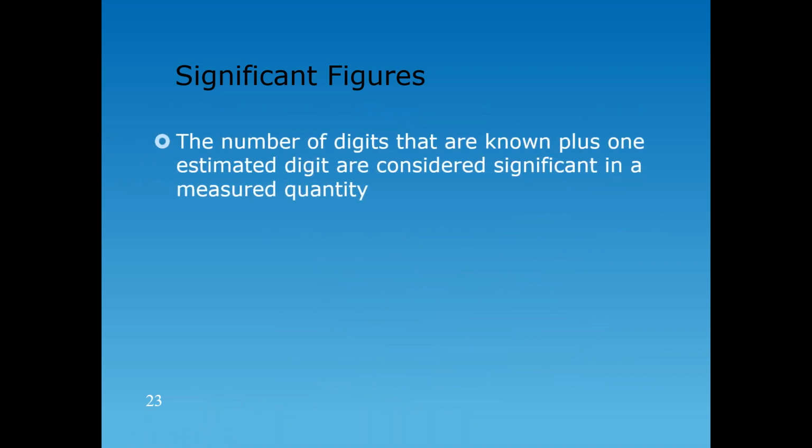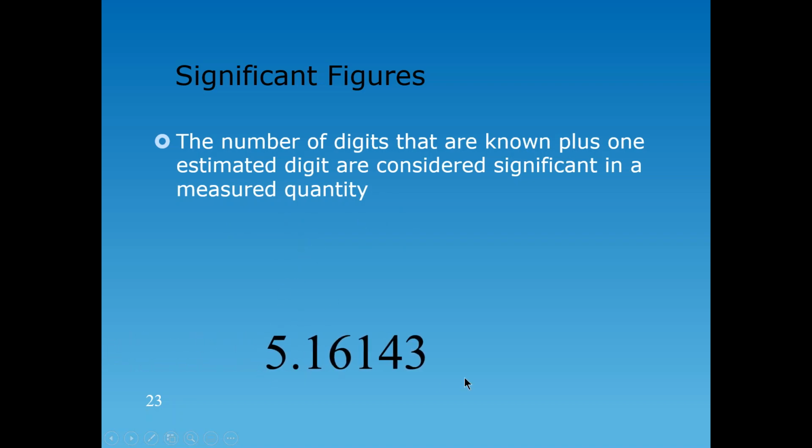So let's talk about what we mean by the term significant figures. The significant figures in a measured value are the number of digits that are known plus one estimated digit, and that is considered as significant in a measured quantity, right? So if you're given a number which represents a measured quantity, then the number of digits that are known in that value plus one estimated digit would give you the total number of significant figures that are present, and which will reflect the level of precision in that number, all right?